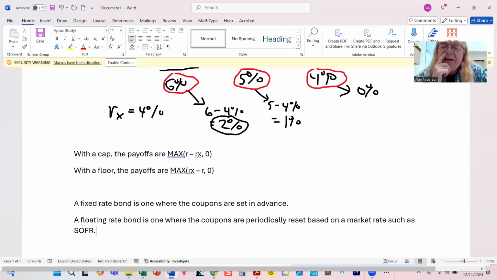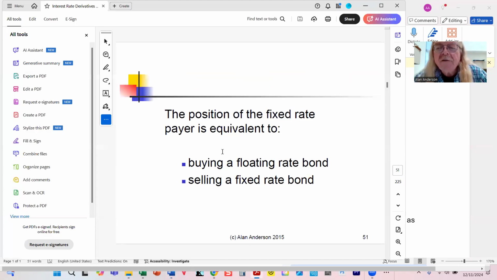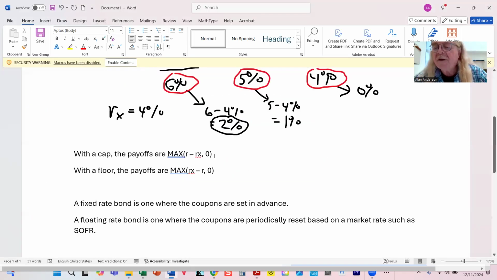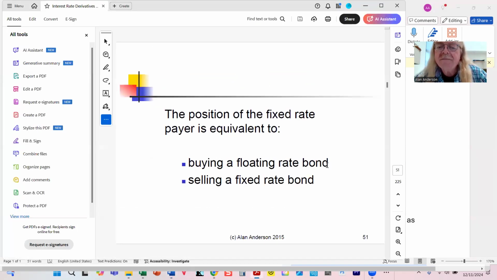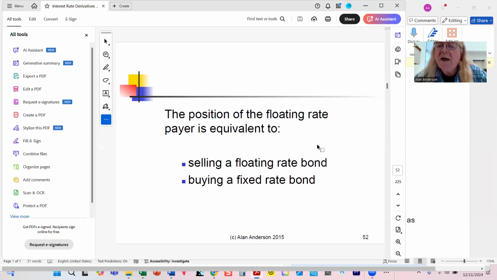So by having one of these swaps, what you're effectively doing is buying the floating rate bond and selling a fixed rate bond. So the net effect of it is you're paying a fixed rate and you're receiving a floating rate. And then the floating rate payer is in the opposite position.